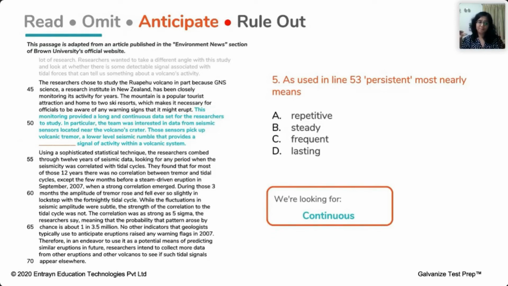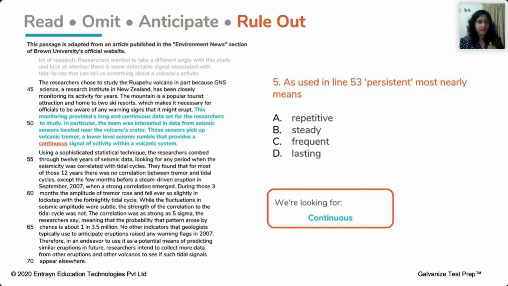If you faced a difficulty coming to this conclusion, then I would be happy to clarify it towards the end of this session. Okay, or we can even discuss after the question. So I hope you can see why continuous fits in well with this blank right here, because now when you read it back, the sensors pick up volcanic tremor, a low-level seismic rumble that provides a continuous signal of activity.